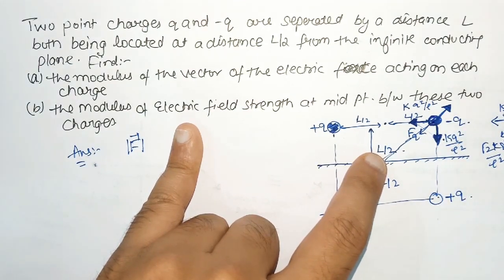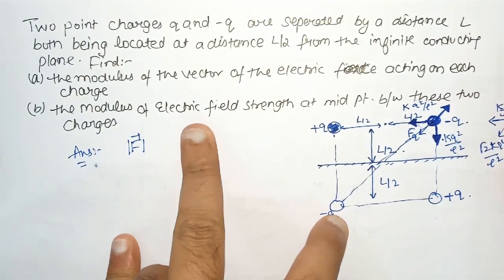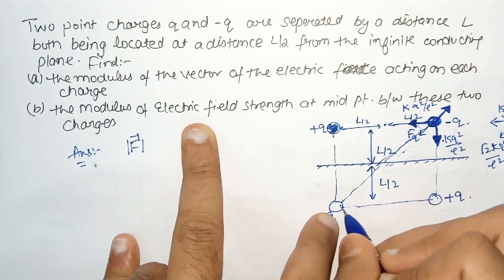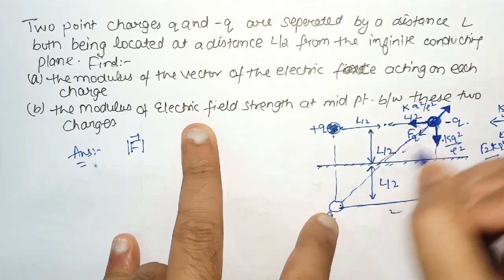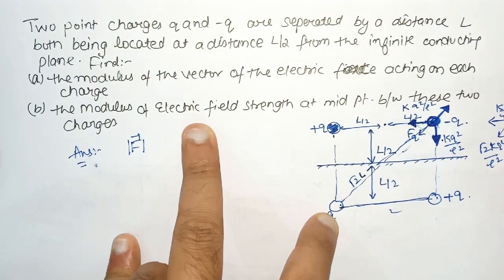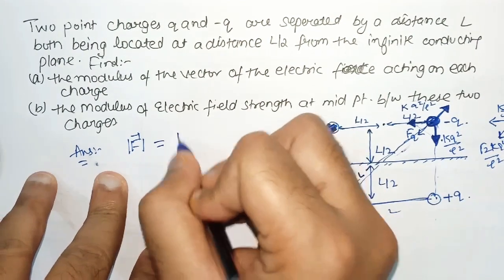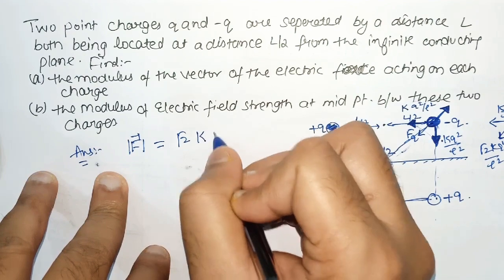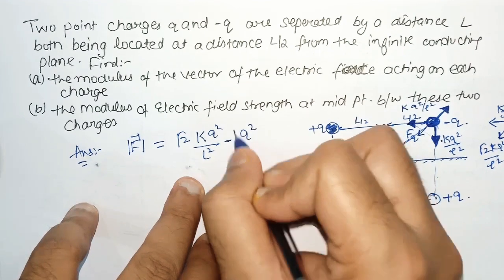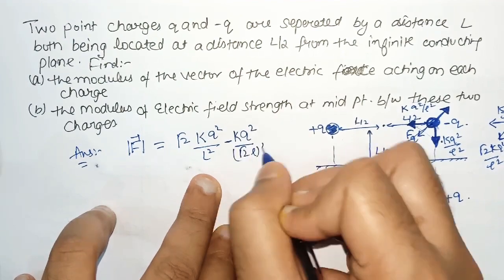Now this force is equivalent to K Q1 Q2, meaning Q square, upon the separation between these two charges. This separation is root of L square plus L square, which is root 2 L. So the whole square of root 2 L. The net value will be F equal to root 2 K Q square upon L square minus K Q square upon root 2 L the whole square.